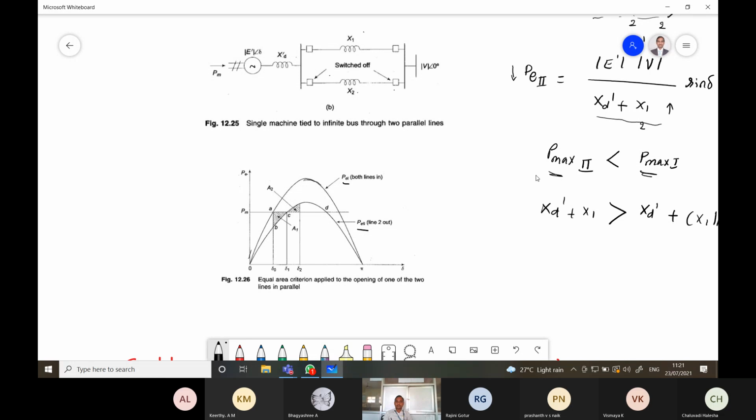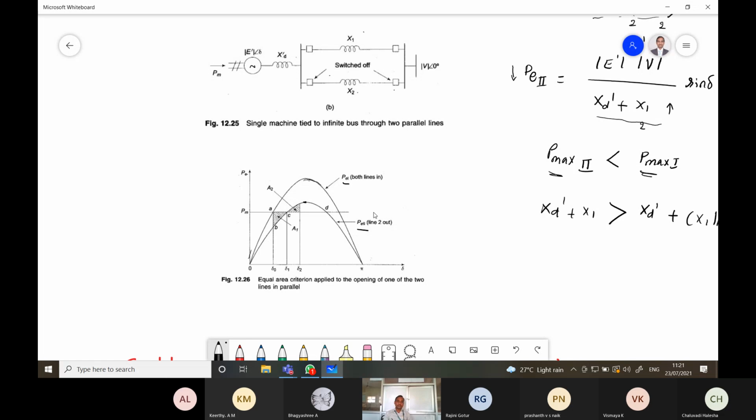Second one, PE max 2. So what is the maximum value of PE max 2? It is less than curve 1. This is the second curve. So you draw two curves, PE1 as well as PE2. So what is PE2? Line 2 is out. Line 2 is open.